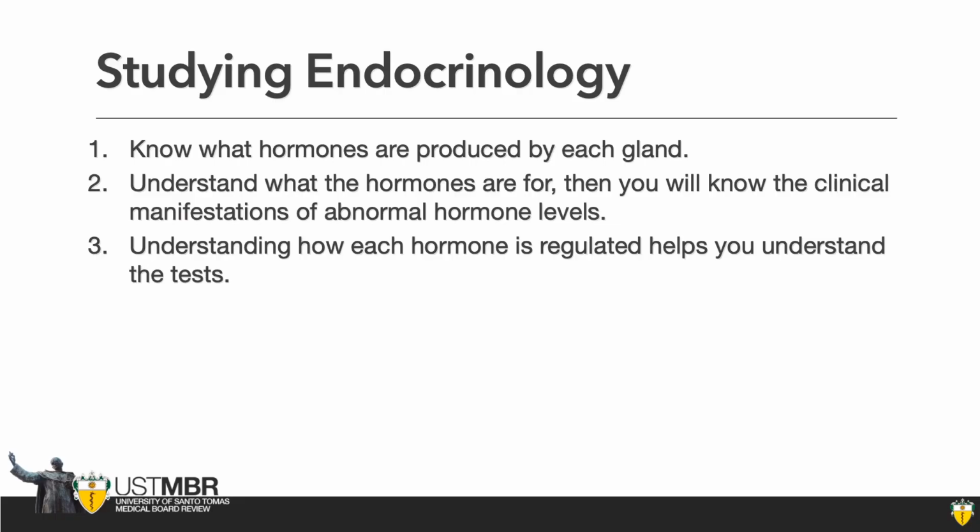There's a general rule in studying endocrinology. First, know what hormones are produced by each of the endocrine glands. Next, you should understand what these hormones are for, meaning their normal function. Then you will know the clinical manifestations if the hormone becomes too excessive or too little. Third, understanding how each of these hormones is regulated helps you understand the different tests.